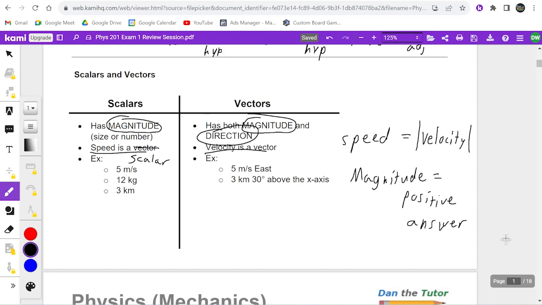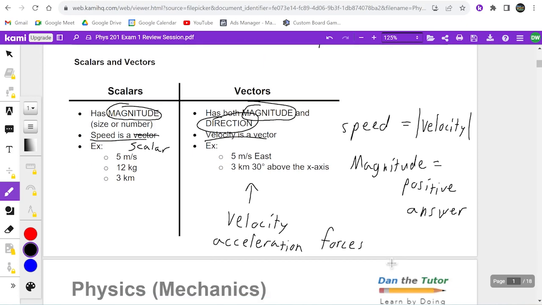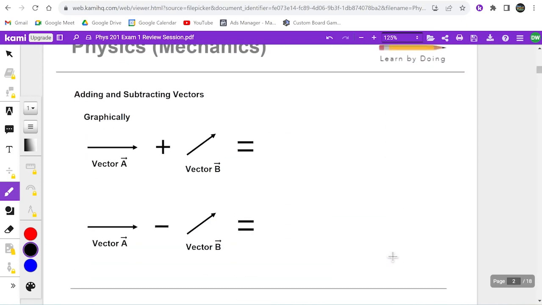And then the last thing I'll say is some common examples of vectors are the most important quantities in this class. In other words, velocity, acceleration, and forces, the most important topics on this first exam, are all vectors. And that means if it's a vector, you can add them together. But if you add vectors together, you've got to be very, very careful. And that's what the next page is basically going to be about.